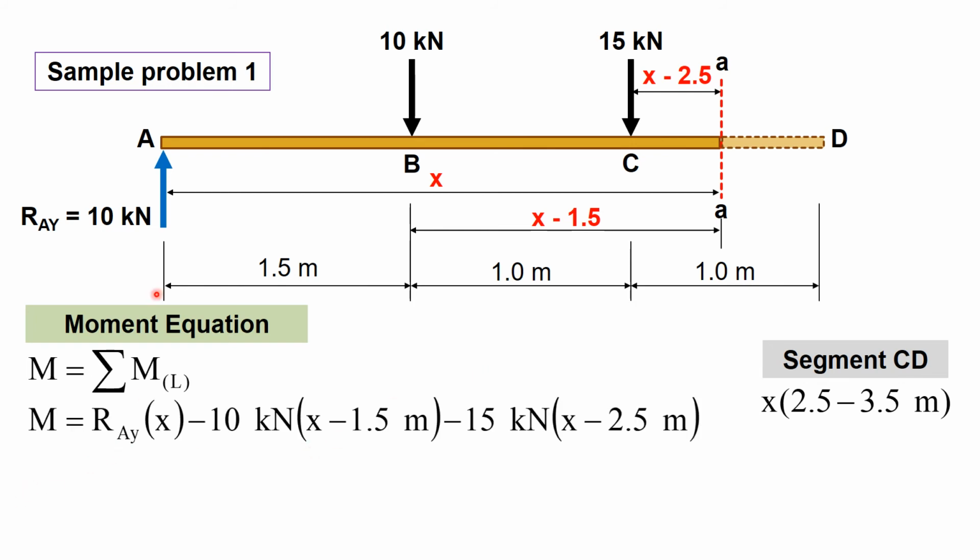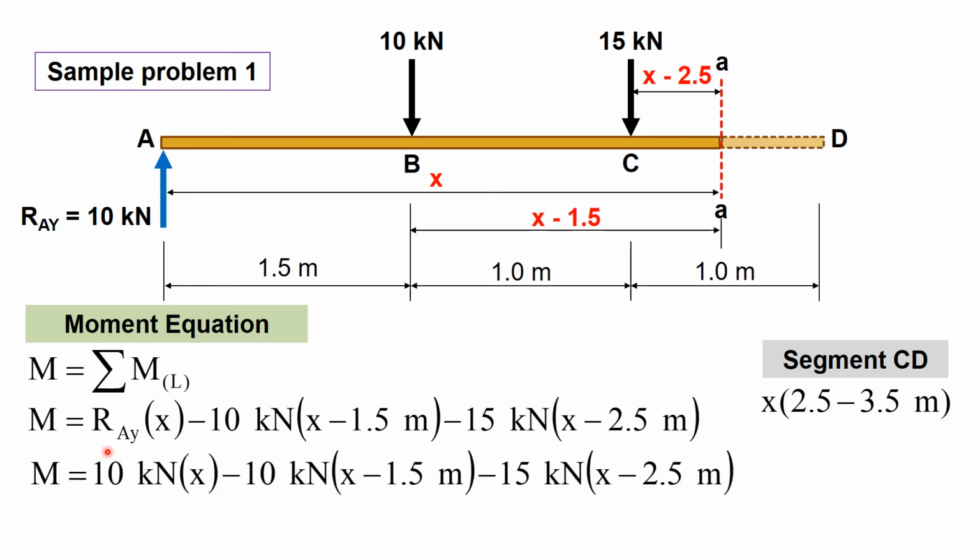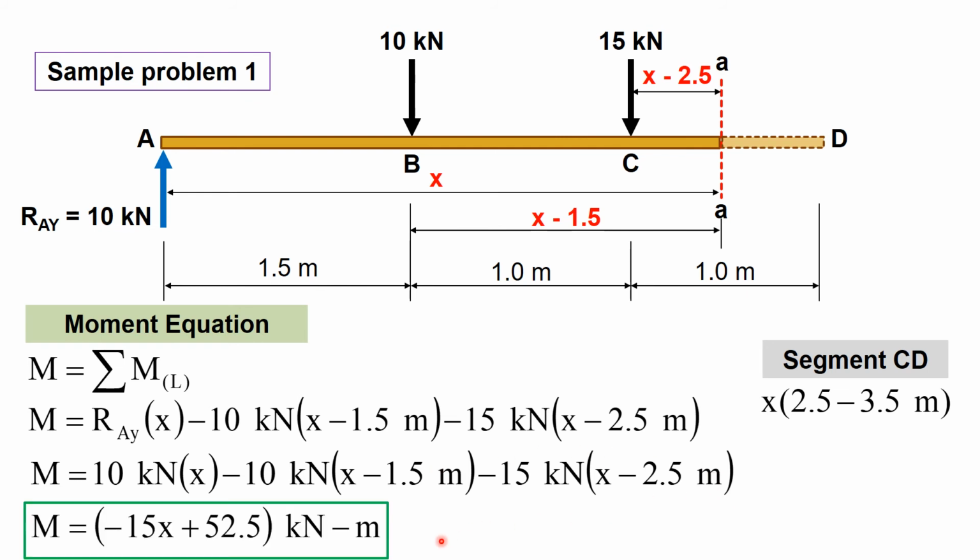So we have RAY in clockwise direction with moment arm of X. 10 is counterclockwise with moment arm of X minus 1. 15 counterclockwise with moment arm of X minus 2.5. So that's minus. So you simplify the equation, or you substitute RAY, which is 10, and then you simplify the equation. So this is now the moment equation for segment CD.